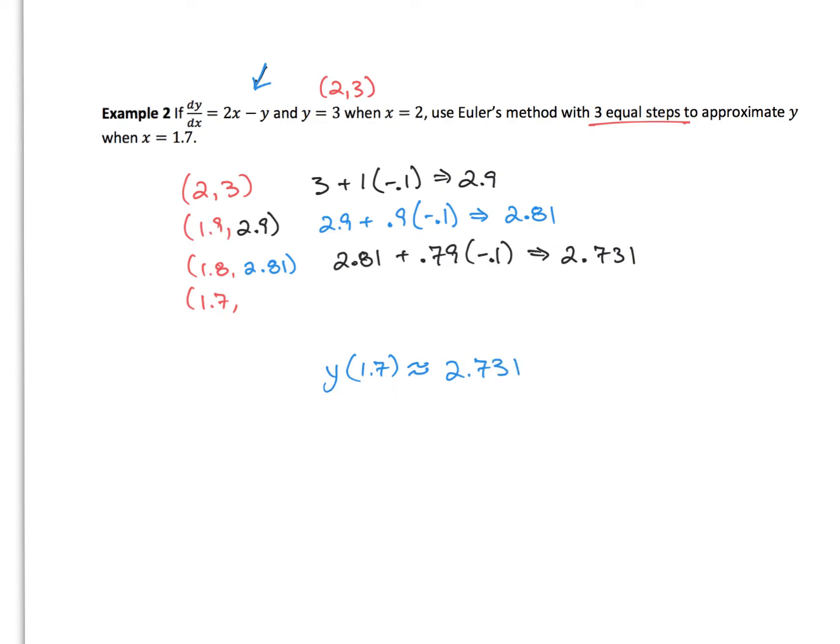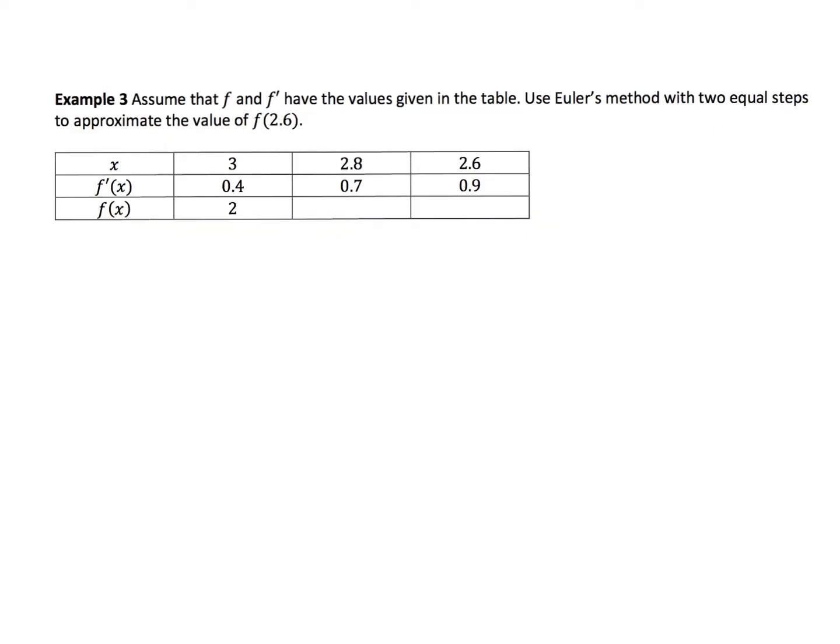2.731. Here we go. Example 3, assume that f and f prime have the given values. Use Euler's method with 2 equal steps to approximate the value of f of 2.6. So basically, I want you to write ordered pairs again. That's the way I'd suggest doing it. So my first ordered pair is 3, 2. My next ordered pair would be 2.8, something. And then my next ordered pair is 2.6, something.